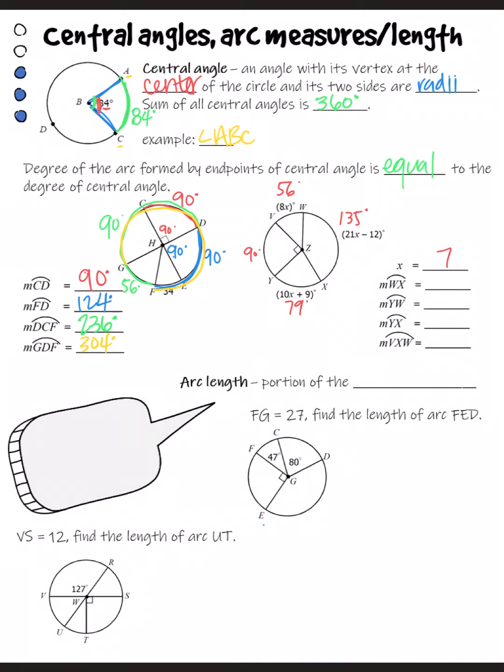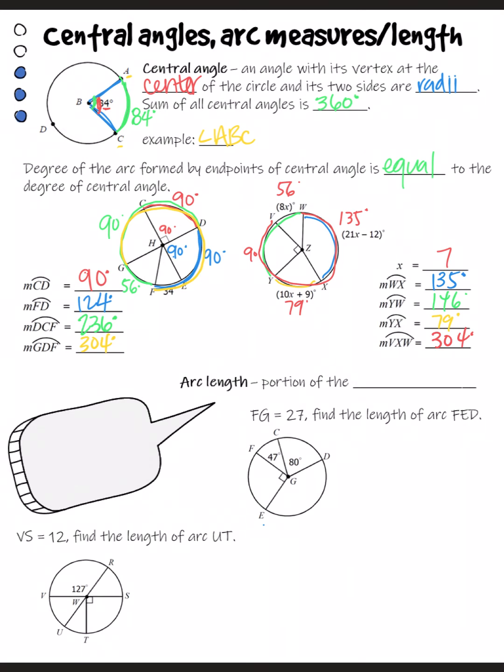All of these are in degrees. So what is WX? 135. What is YW? When I add 90 and 56, it's 146 degrees. What is YX? 79 degrees. And then we've got major arc VXW. So I'm going to add up 90, 79, and 135, and that is 304.